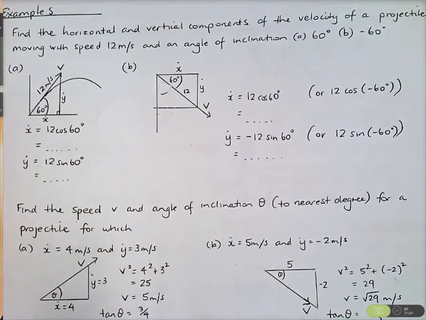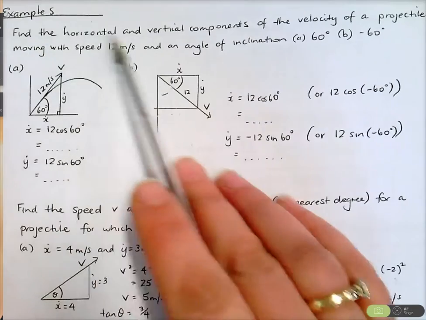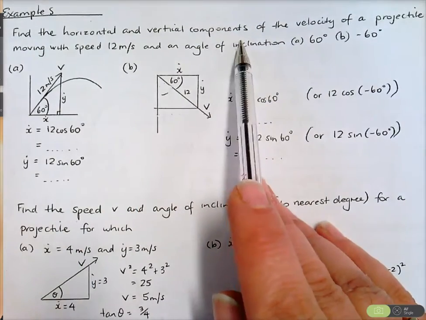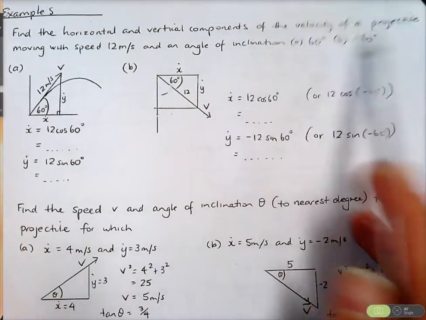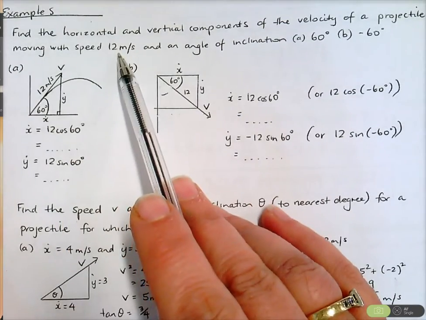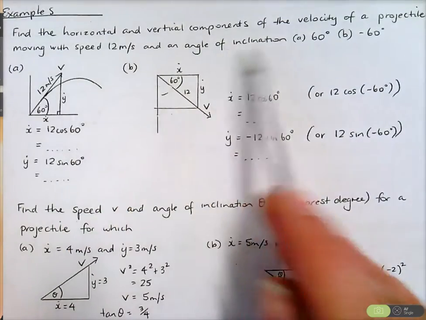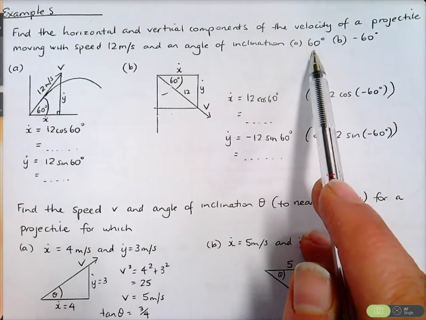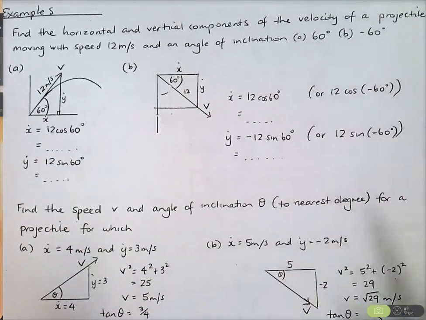Okay, we're now looking at some examples with projectile motion. First question here, it says find the horizontal and vertical components of the velocity of a projectile moving with speed 12 metres per second at an angle of inclination of 60 degrees. The other one says minus 60.